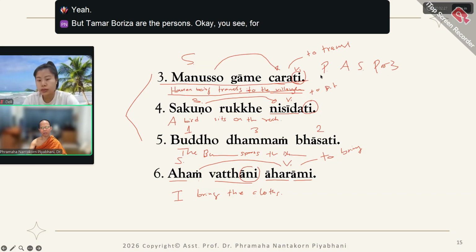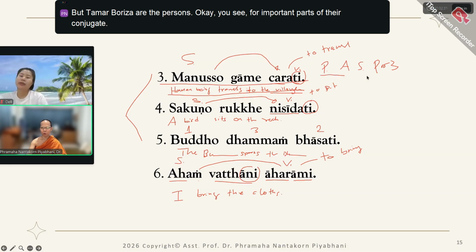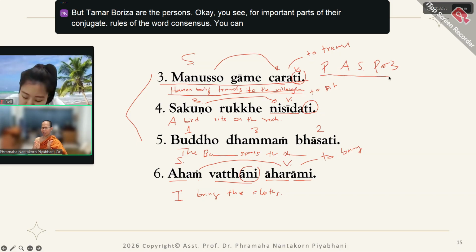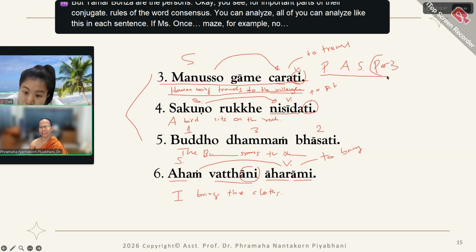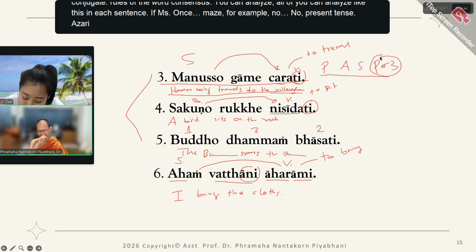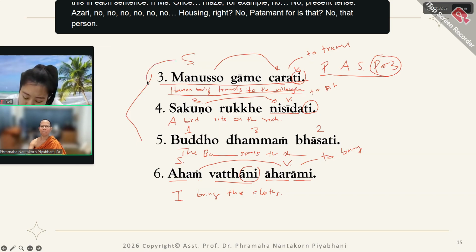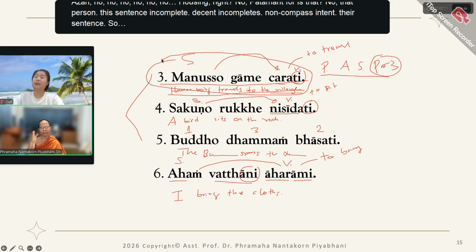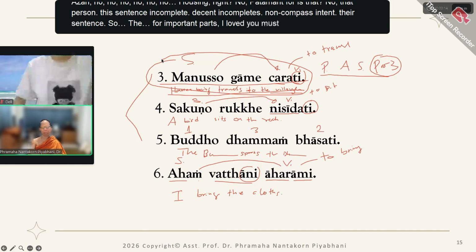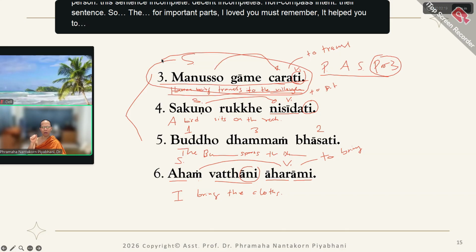Okay, you see, the four important parts of the conjugation rules of the verb. All of you can analyze like this in each sentence. If you miss one, for example, no present tense, or no person, no Patama Purisa, no third person, then the sentence is incomplete. So the four important parts, all of you must remember. It helps you to correct the sentence.